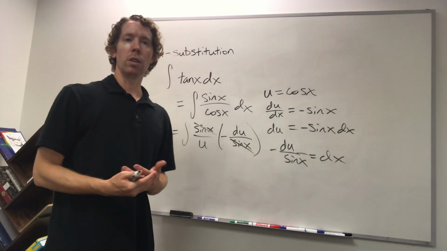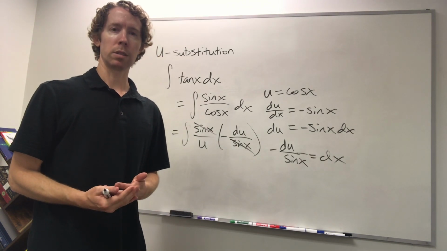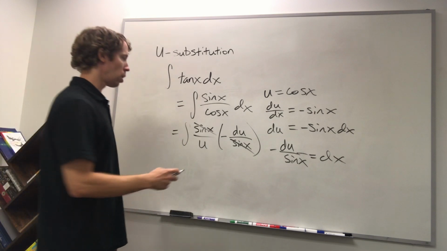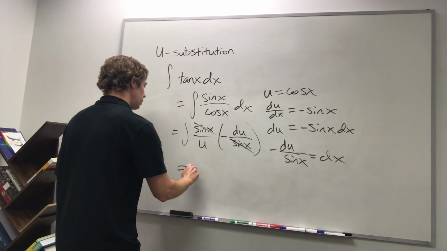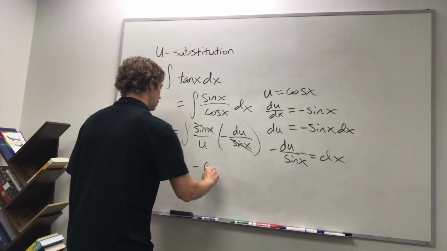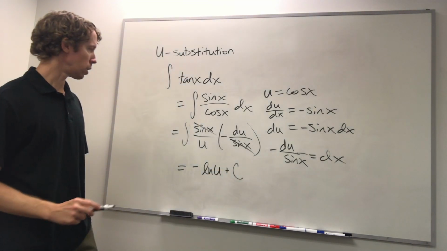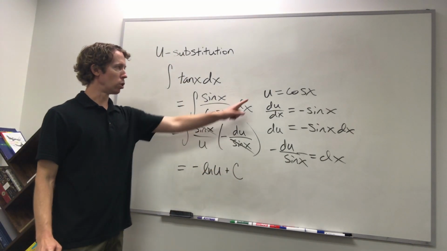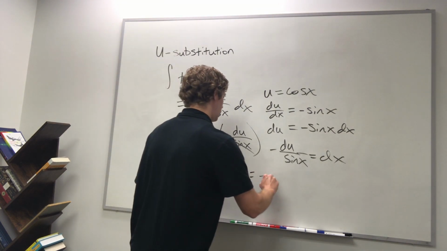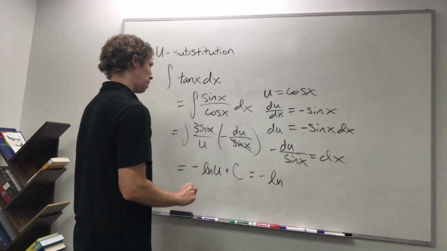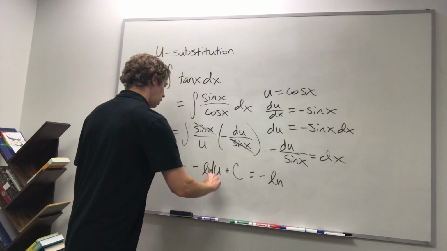I know that the derivative of natural log of x is 1 over x. So this antiderivative is negative natural log of u, plus an arbitrary constant. Now I'll go back and plug in what u was. I'll include the absolute value around that u.